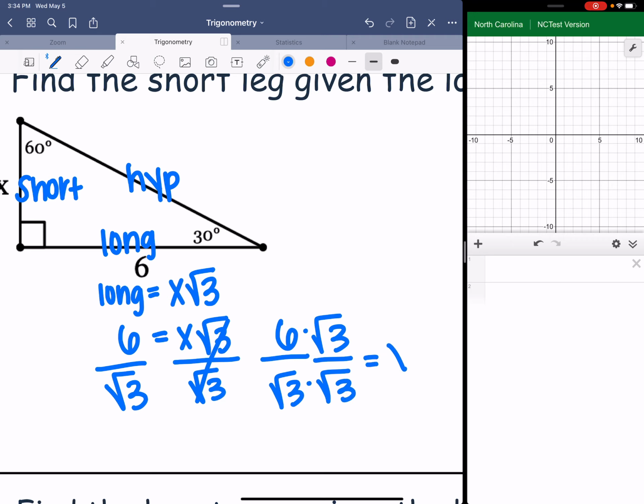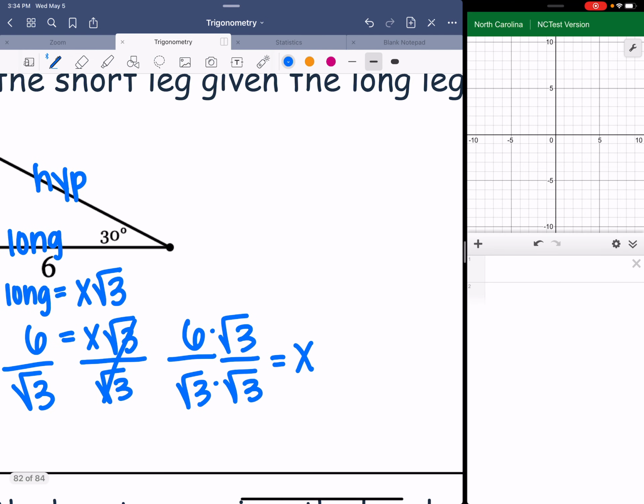Now simplifying that, we would get 6 square root of 3 over the square root of 9 equals x.